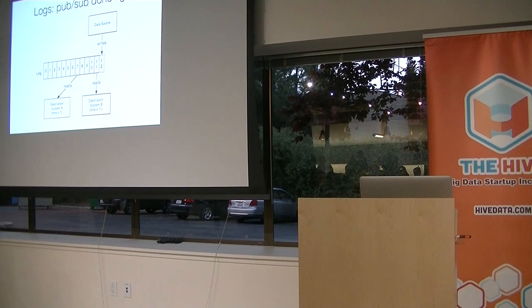Readers in this model are actually very cheap. They're just scanning this linear log. There's very little cost to having additional readers. So in our setup with Kafka, there are some topics which have nobody reading them. There are some topics which have many, many people subscribing. It's actually one of the cheaper things. Okay, so this is how a log can be used for pub/sub.